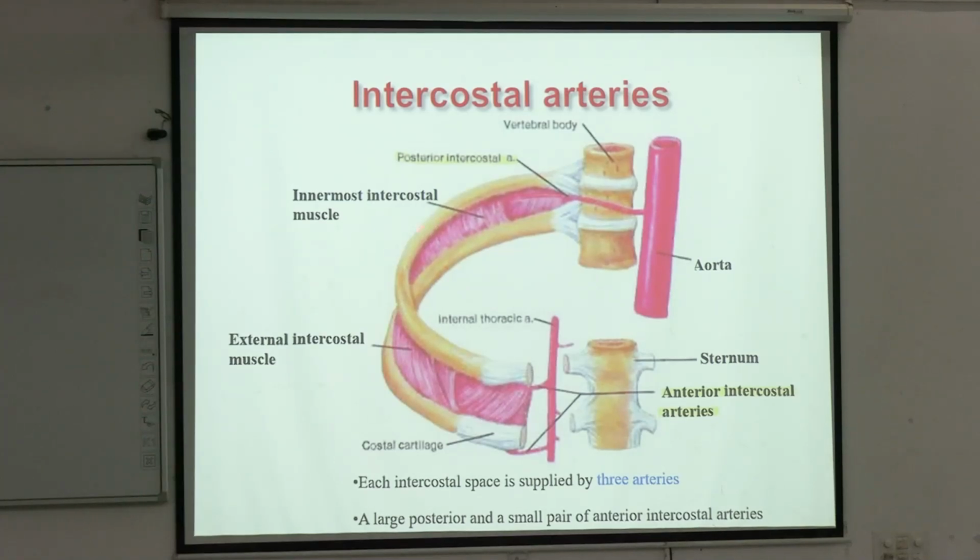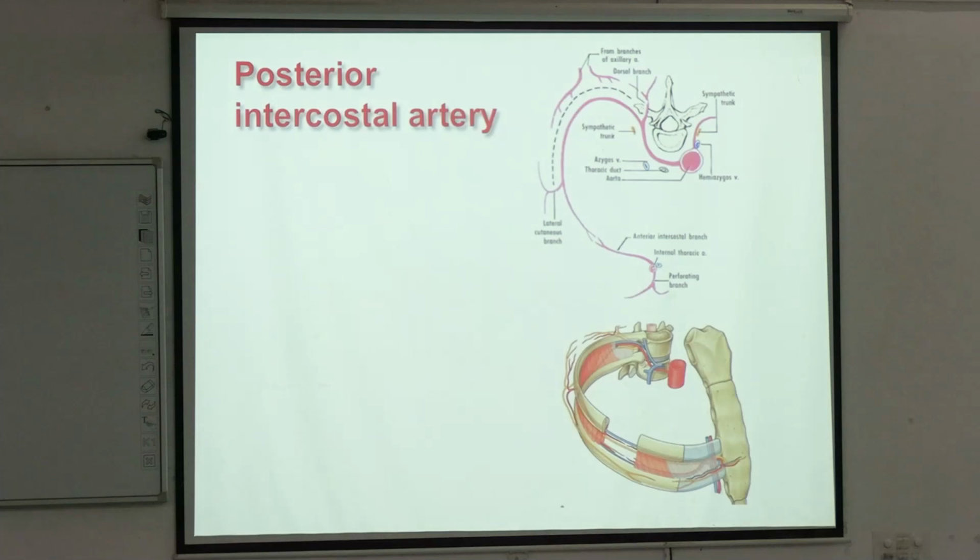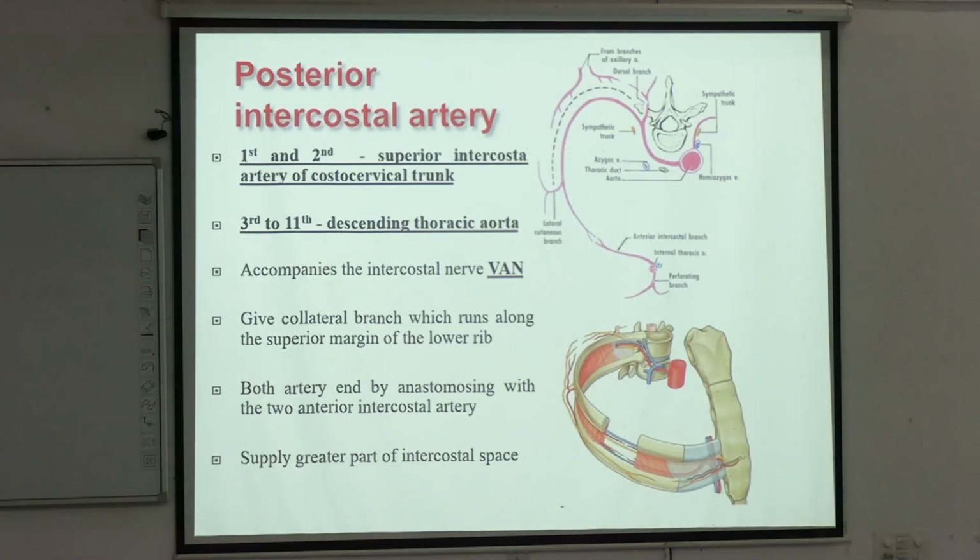Now what happens here is the posterior one splits into a branch we call the collateral branch, and the posterior intercostal artery and the anterior intercostal artery, reaching some space within this intercostal region, join with each other, which we call anastomosis. So this anastomosis happens between the branches of the posterior intercostal artery and anterior intercostal artery. Now the time has come to learn a little more detail about each of them.